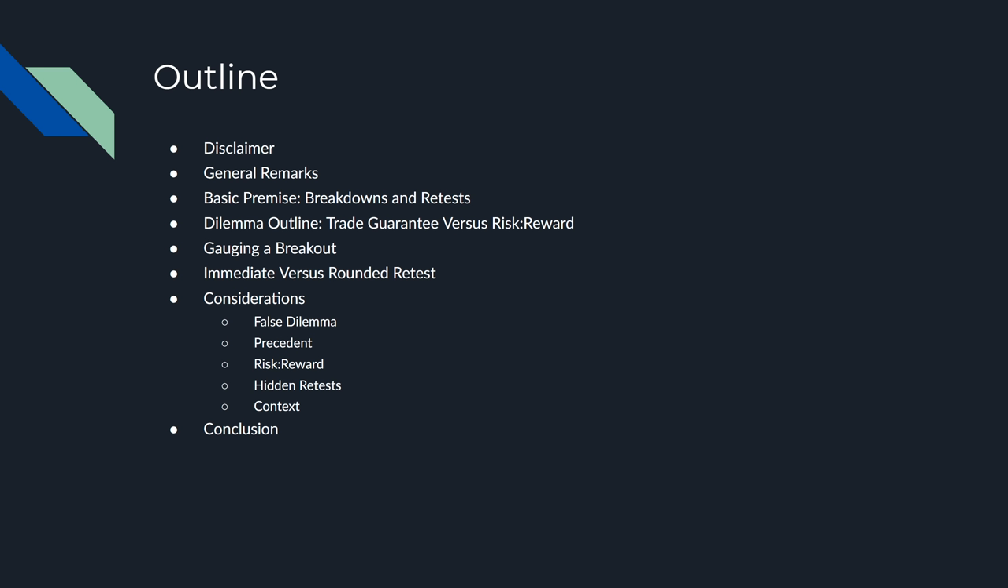Then we'll talk about what a breakout actually is and some common traps and things that will make your trading more difficult so that we can avoid those things. We'll get into some detail about the types of retests, in this case, the two main categories, which is immediate versus rounded, and then some of the actual useful stuff, the extra considerations that should play into your decision-making process when trying to assess whether to trade the breakout, the retest, both, neither, whatever, right?